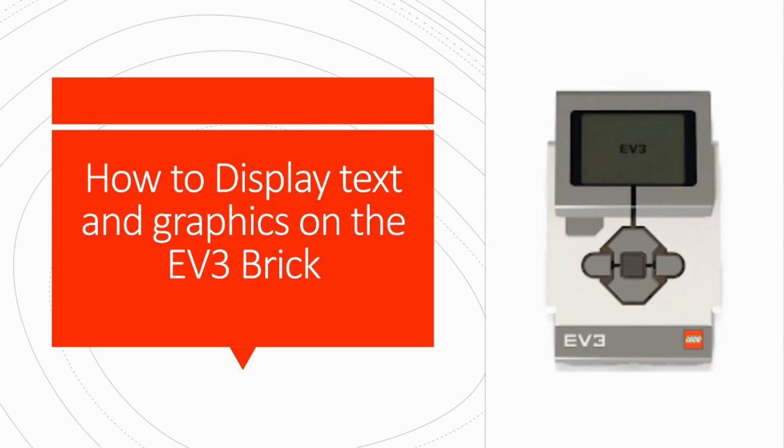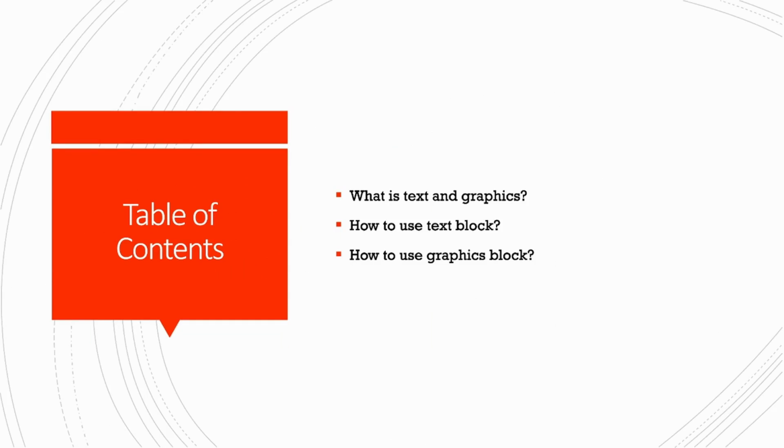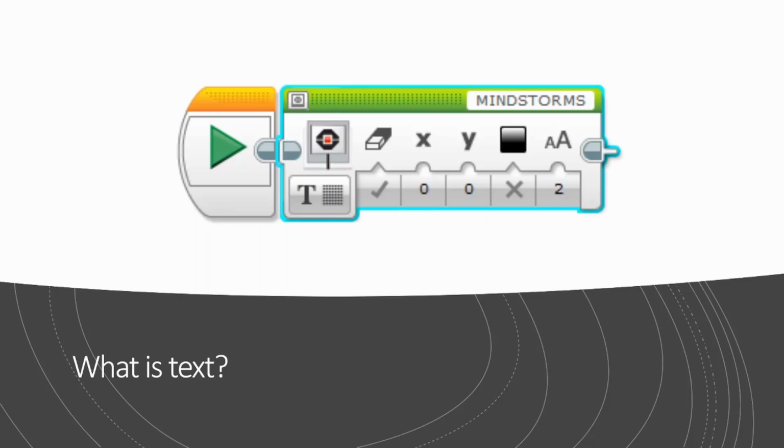This is the fourth video in the Beginner Robotics Summer Camp series. In this video, we'll be going over how to display text and graphics on the EV3 brick. Today we will talk about what is text and graphics, how to use the text block, and how to use the graphics block.